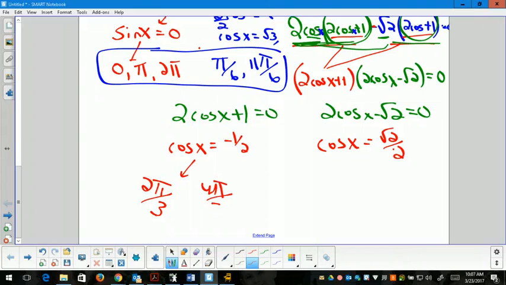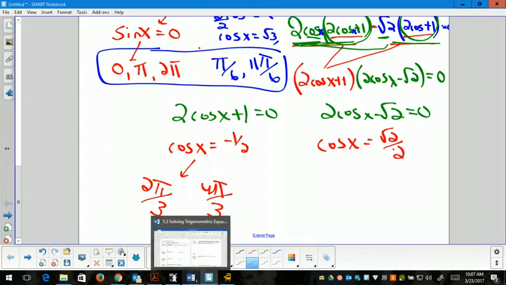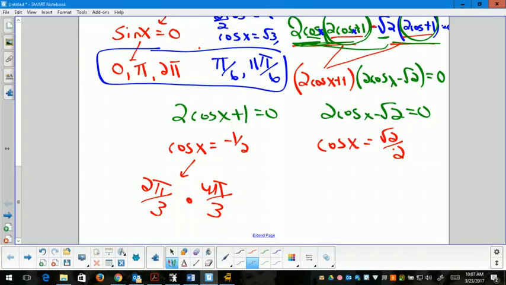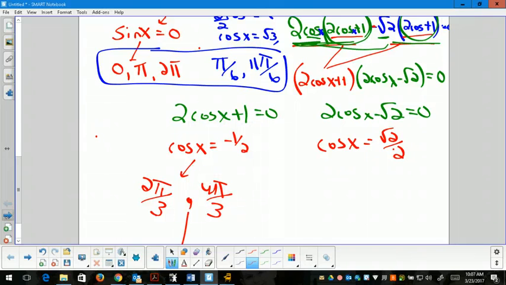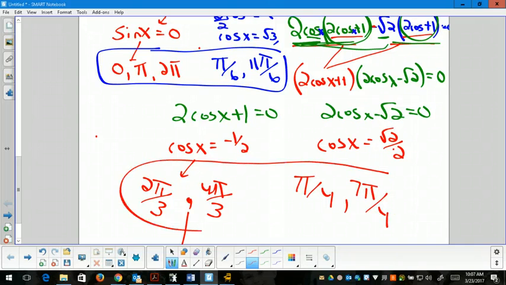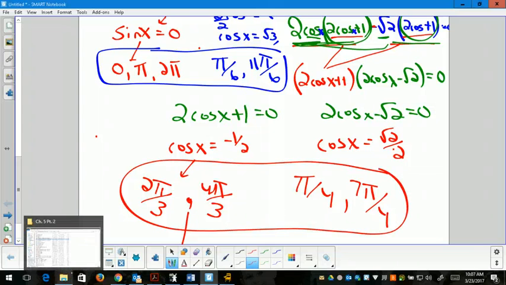Now what if that wasn't an x? What if it was a 3x in there? I divide these or multiply them by 1/3. All right, and then, come on, technology, work. Square root of 2 over 2 is pi over 4 and 7 pi over 4. So there are our 4 answers to this trigonometric equation. That's all we're doing for today. We'll do the other parts tomorrow.